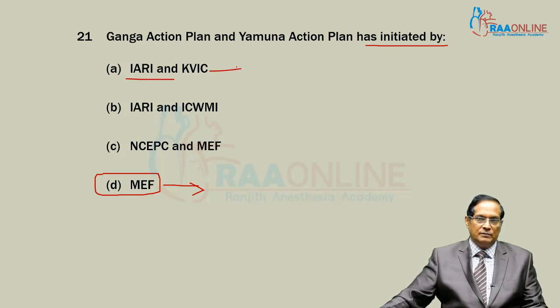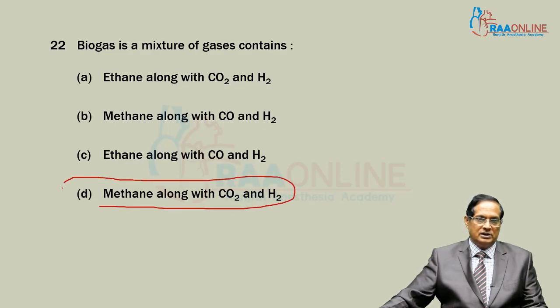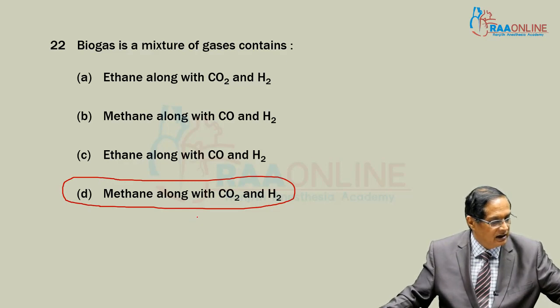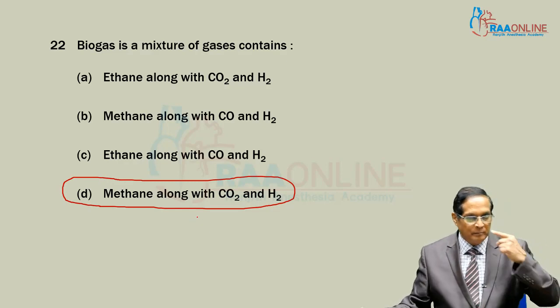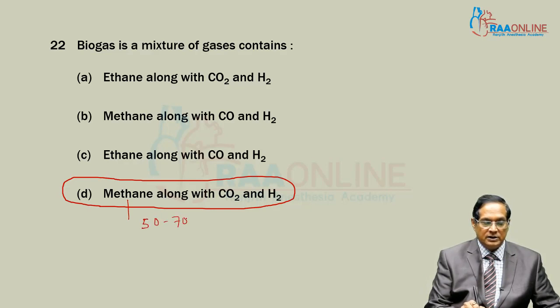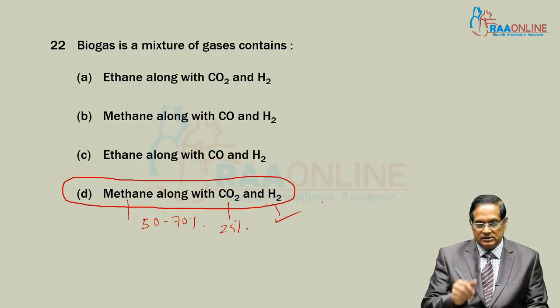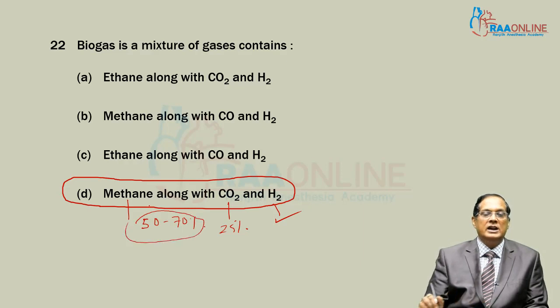The first two are involved in biogas plant production. Biogas is a mixture of methane, carbon dioxide and hydrogen, and methane is compulsory. The percentage of methane is very high, 50 to 70%, and hardly 25% carbon dioxide, and the remaining is hydrogen. And methane is highly inflammable.